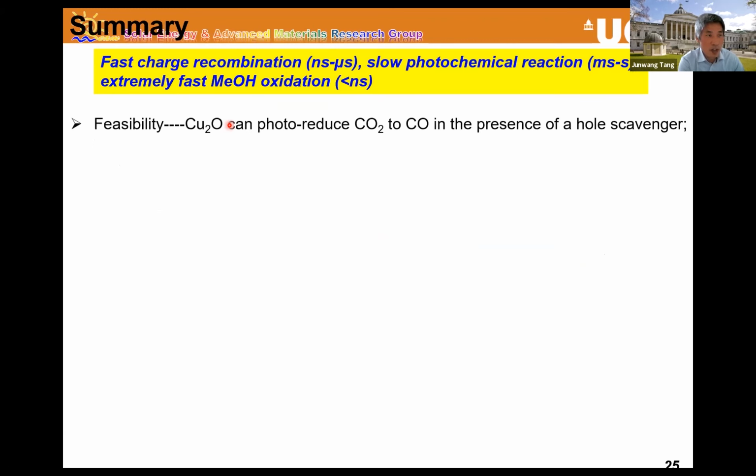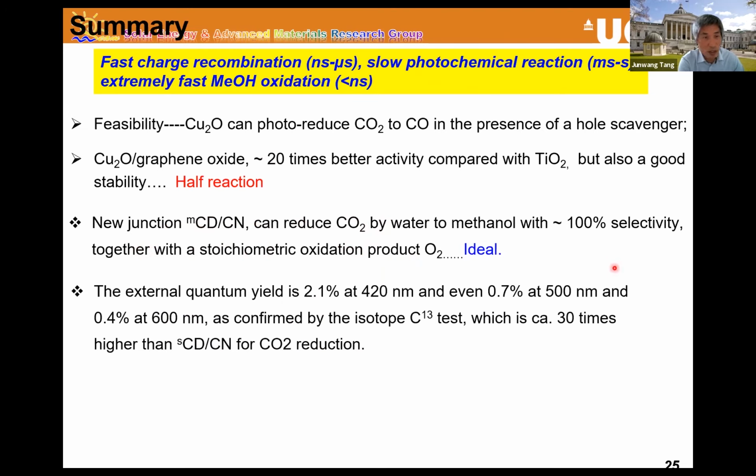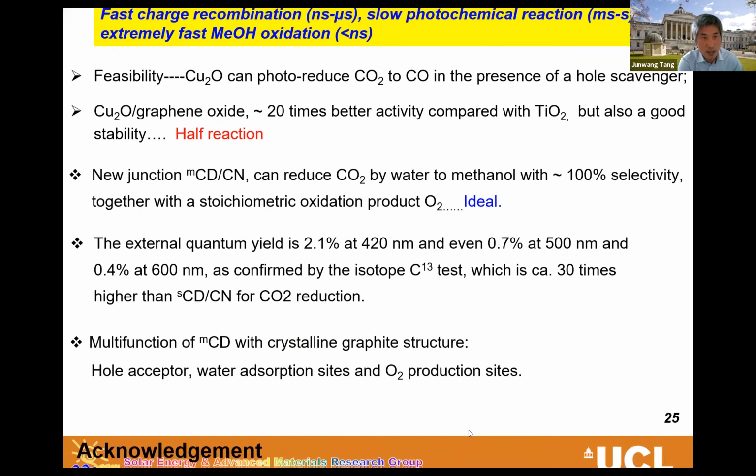So we observed fast charge recombination on the photocatalyst, and then we proved the possibility of CO2 reduction by cuprous oxide, even though it's a half reaction. And then we developed another photocatalyst, carbon dots on carbon nitride, which can reduce CO2 with water to methanol, with nearly 100% selectivity to methanol. The reason for that is the function of these carbon dots: they help charge separation and also oxidize water to oxygen gas.